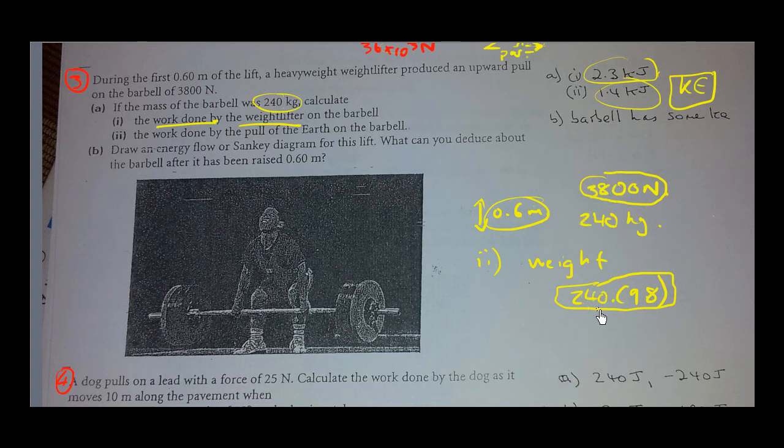So this is the amount of work that gravity did, which came out to 1.4, and it was less than the one that he did, so some energy was left in kinetic energy.